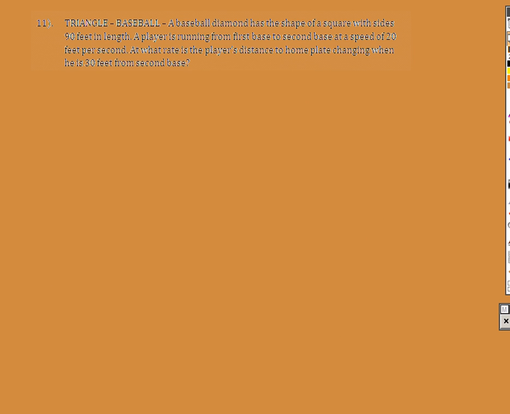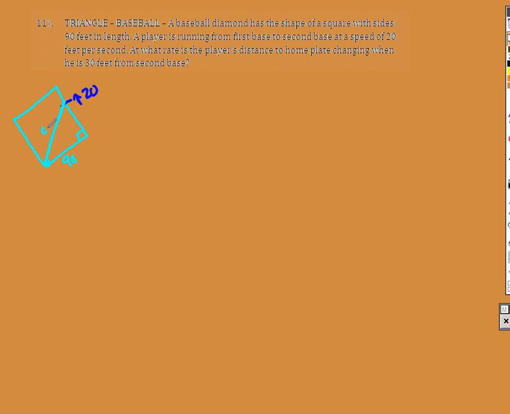Okay, number 11. We're looking at the baseball field in this one. So again, it'll help you draw your picture, something like that. So here's home plate. The runner is right here. He's going from first to second. He's going this direction at 20 feet per second. This distance is always 90. Always 90. And we want to know what this distance is right here.